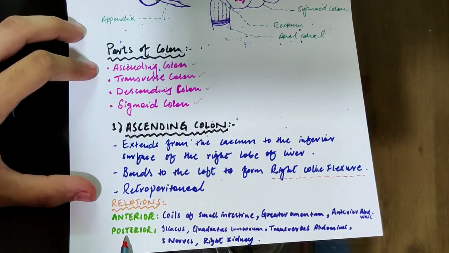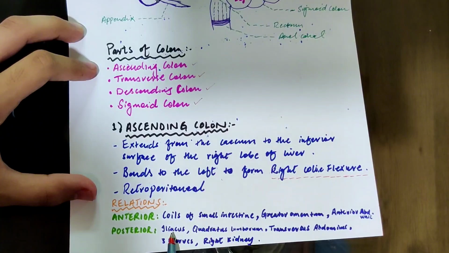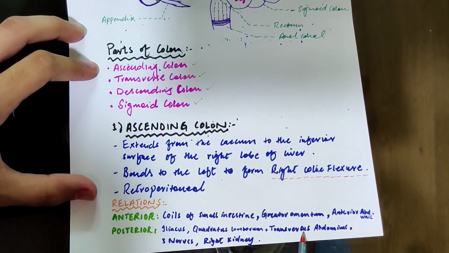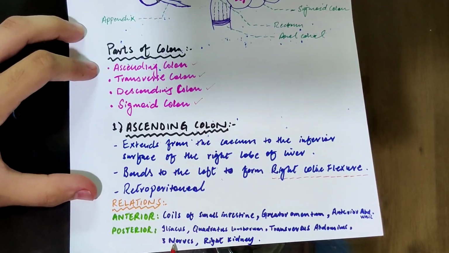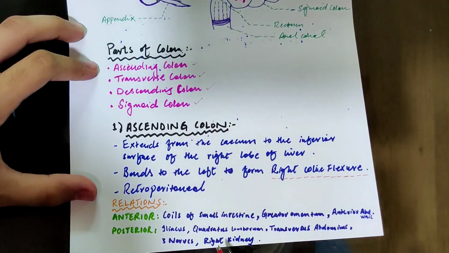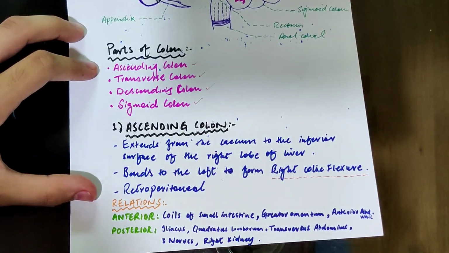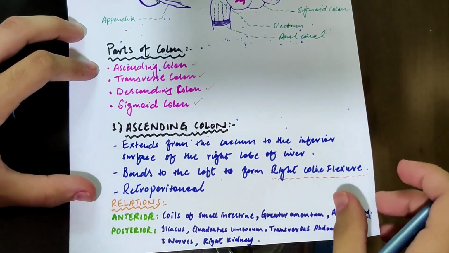Next we have the posterior relations, meaning the organs which are present behind the ascending colon. They are basically three different muscles: the iliacus, quadratus lumborum, and the transversus abdominis. Then we have the three nerves. These were the ilio-hypogastric, the ilio-inguinal, and the lateral cutaneous nerve. Then we have the right kidney, which is present on the posterior surface of the ascending colon.